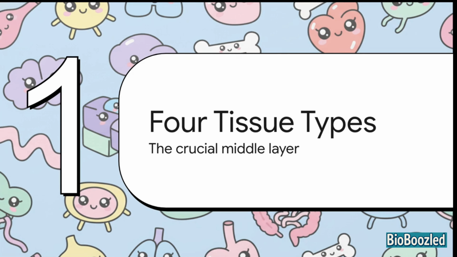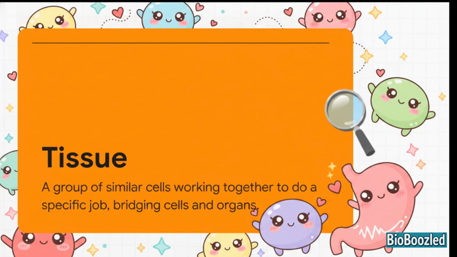Moving on to section 2, the 4 tissue types. This is the crucial middle layer. So, the crucial point here is that tissues are the essential middle layer of organization. They literally bridge the massive gap between microscopic, invisible cells and large, complex organs like your heart or your stomach. Without tissues, there's absolutely no teamwork.